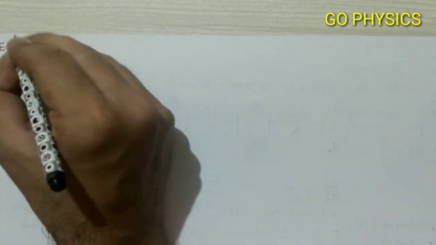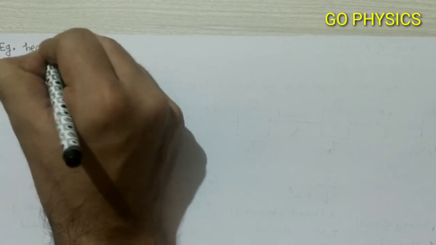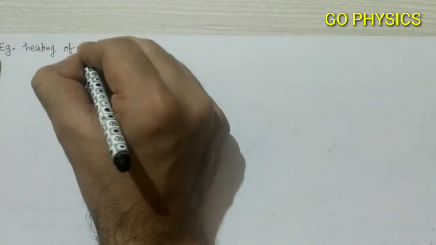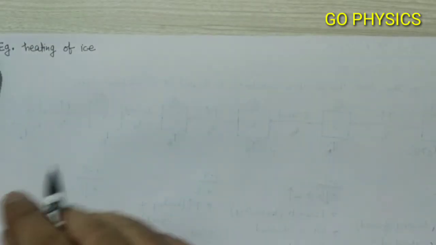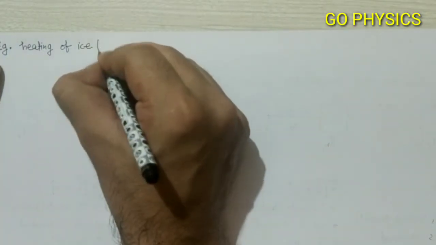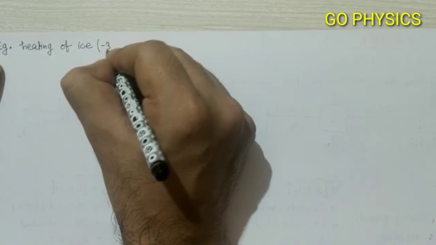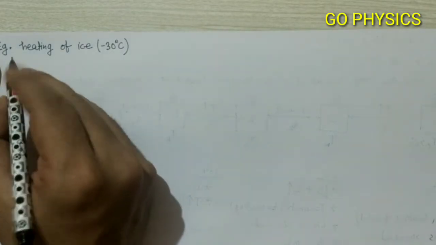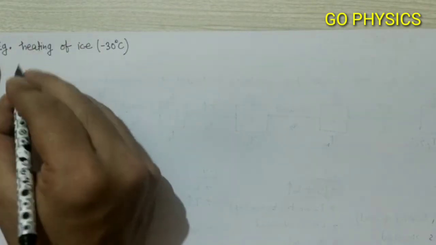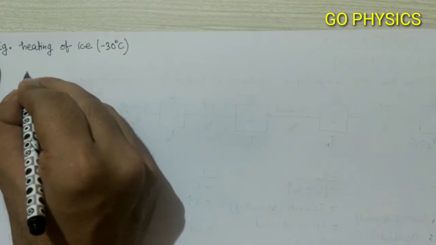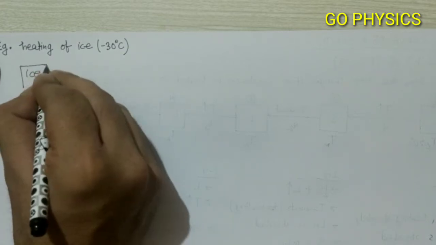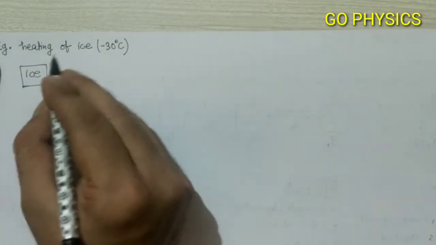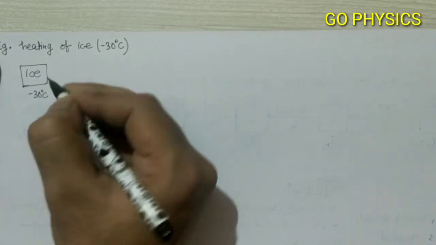Now see an example to make the heating curve of a solid more clear. Let us consider the heating of ice. Suppose the initial temperature of the ice is minus 30 degrees Celsius. So we have the solid form of water, that is, we have ice, and the initial temperature is minus 30 degrees Celsius.